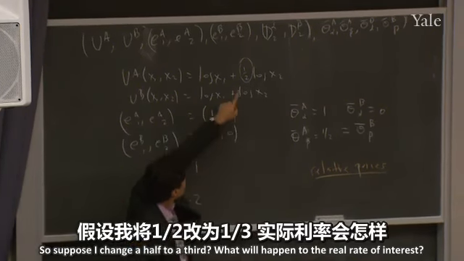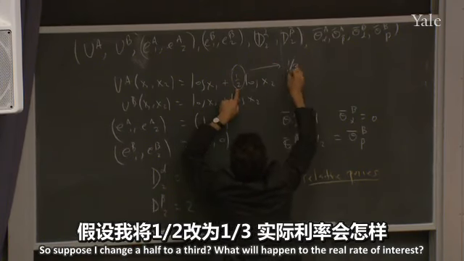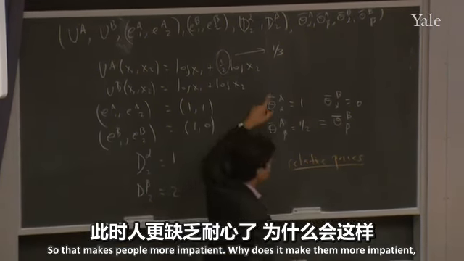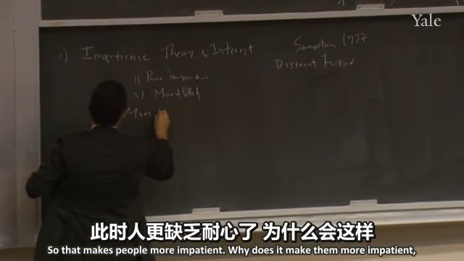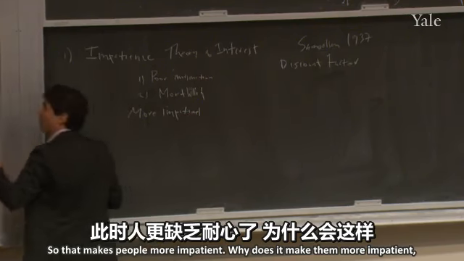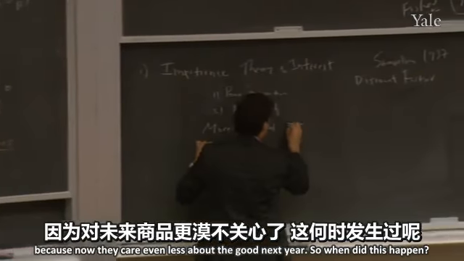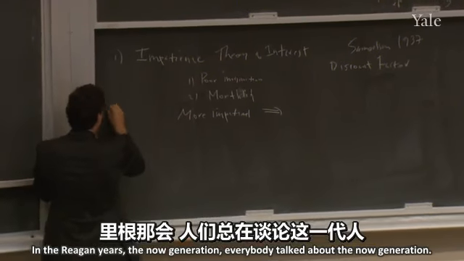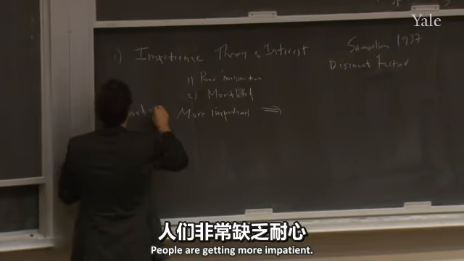Suppose I change a half to a third. What will happen to the real rate of interest? That makes people more impatient. Why does it make them more impatient? Because now they care even less about the good next year. More impatient implies, all right, so when did this happen? In the Reagan years, the now generation. Everybody talked about the now generation. People are getting more impatient.